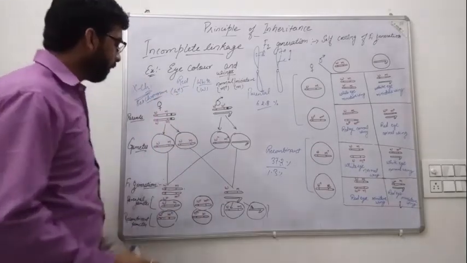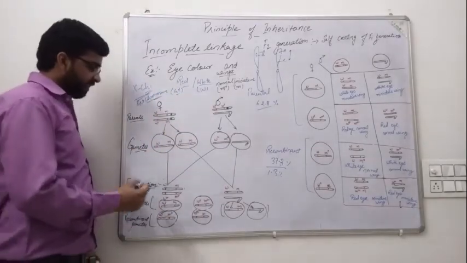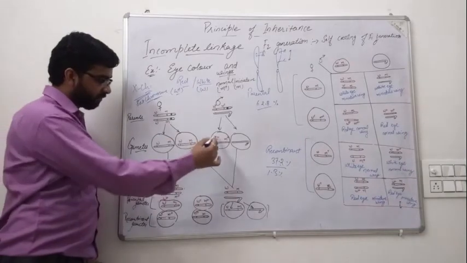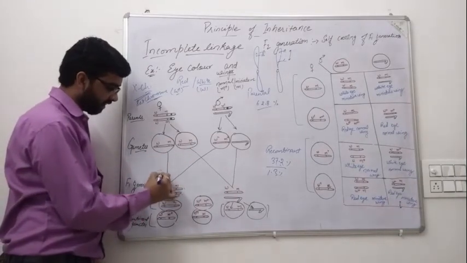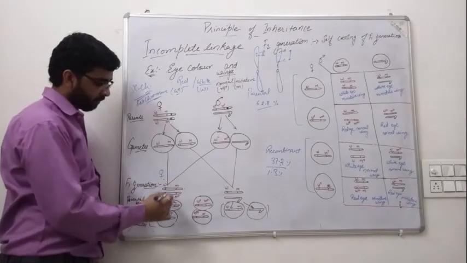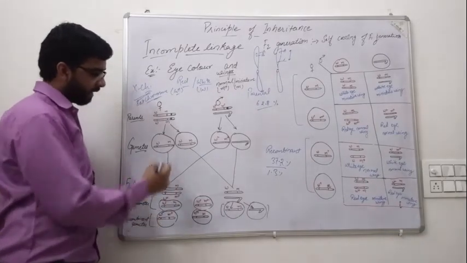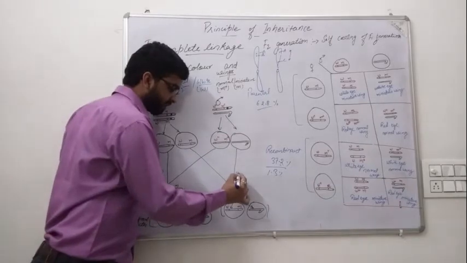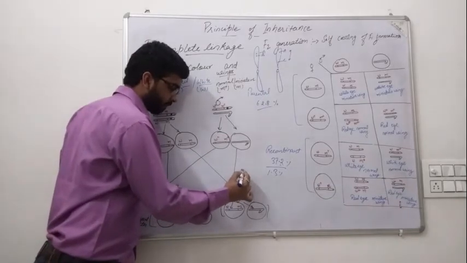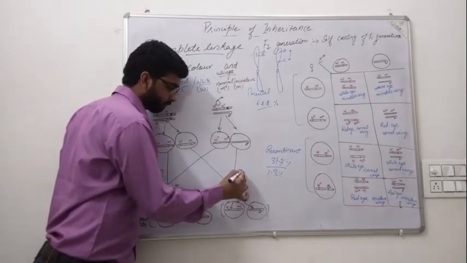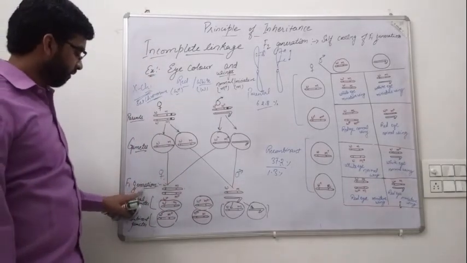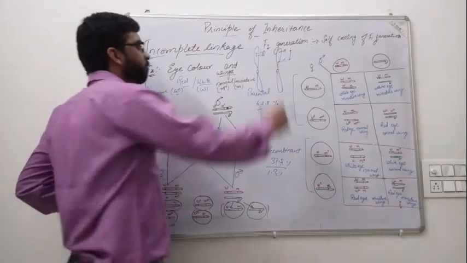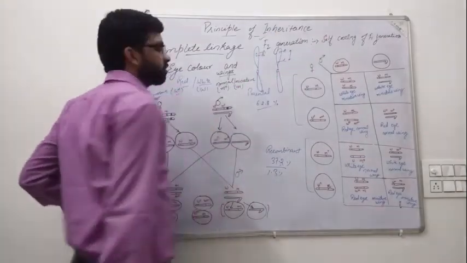So in the F1 generation, the egg fused with the other sperm with the same XX means the generation is a female, and when X fused with Y, then the generation is a male here. Then what will happen? We cross the F2 generation, that's the self crossing of F1.